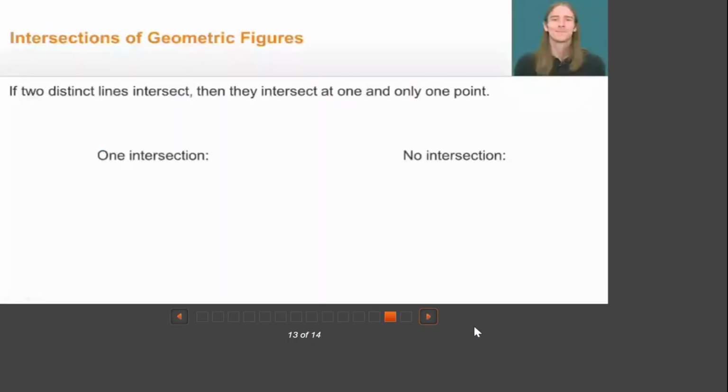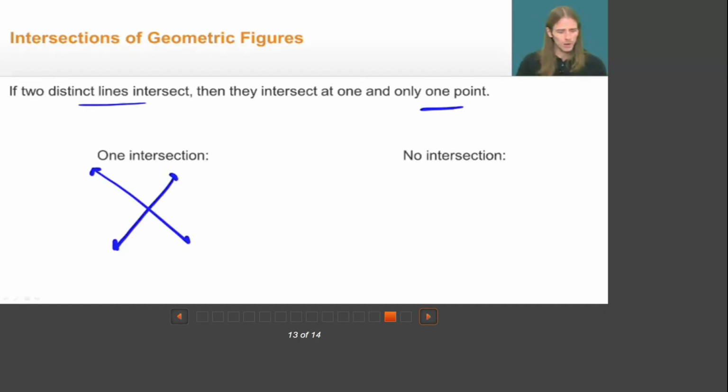Let's talk about how some different geometric figures intersect. The first thing that can intersect are distinct lines. Now, when distinct lines intersect, they do so at exactly one point. If we draw a picture of it, it should make quite a lot of sense. There's one line, and here's another line intersecting it.